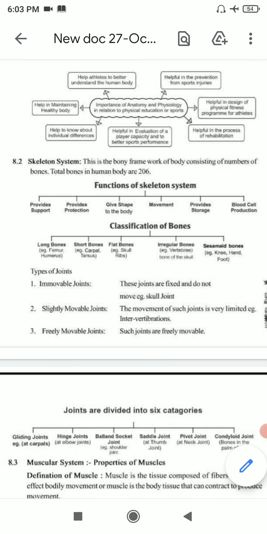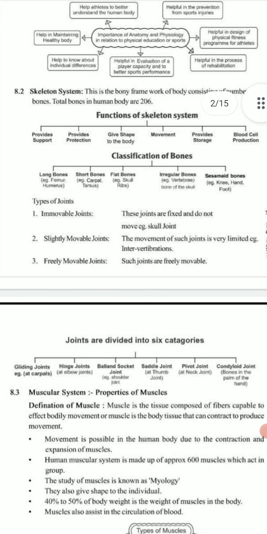And types of joint: total 3 types of joints: immovable joints, slightly movable joints, and freely movable joints. Okay, and the next, joints are divided into 6 categories in total. First, gliding joints, hinge joints, ball and socket joints, saddle joints, pivot joints, and condyloid joints. So first joint name is gliding joints. Next, hinge joints, and third, ball and socket joint, saddle joint, pivot joint, and condyloid joint.